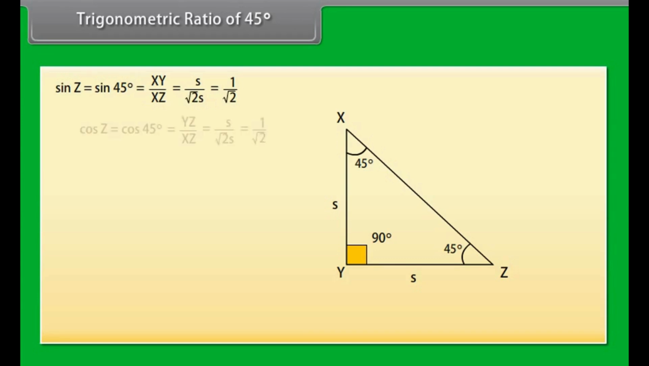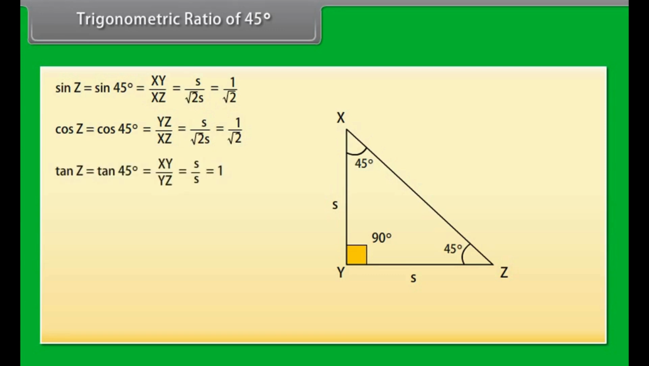Cos Z is equal to cos 45 degree, which equals YZ upon XZ, which is equal to S upon square root 2 S, which is equal to 1 upon square root 2. Tan Z is equal to tan 45 degree, which equals XY upon YZ, which equals S upon S, which is equal to 1.